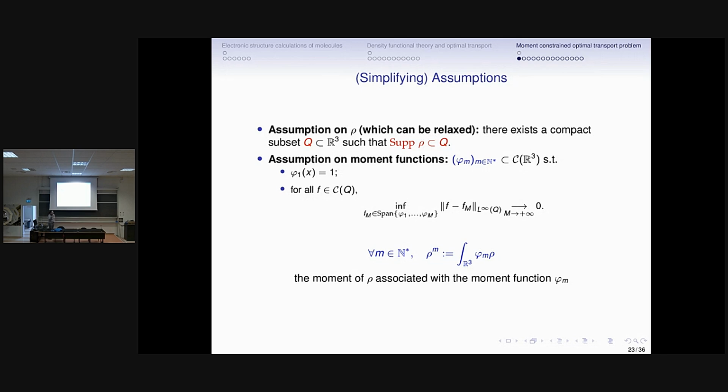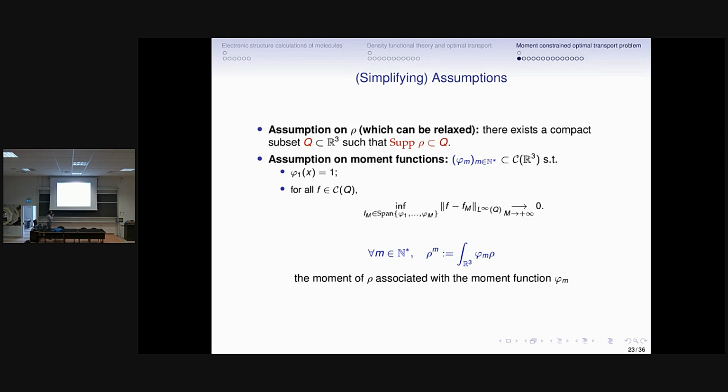First assumption, we need the function equal to 1 to belong to this sequence, so let's take it as the first function. Second assumption, we need this sequence of functions to have some natural density properties. More precisely, we are going to require that any continuous function f defined on the compact set Q can be approximated arbitrarily closely by some function in the span of the first M elements of the sequence. So we require this natural L infinity density assumption on the family of moment functions.